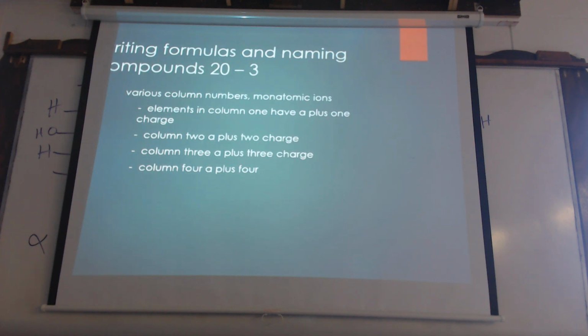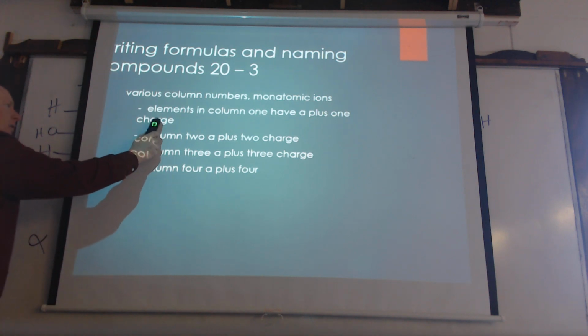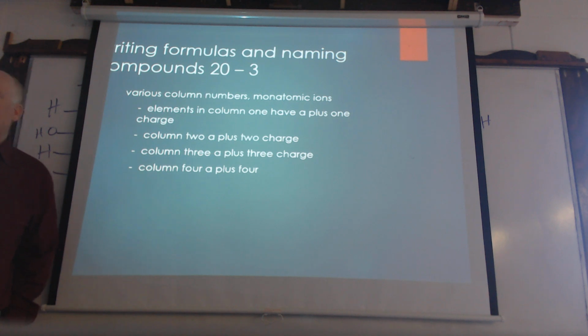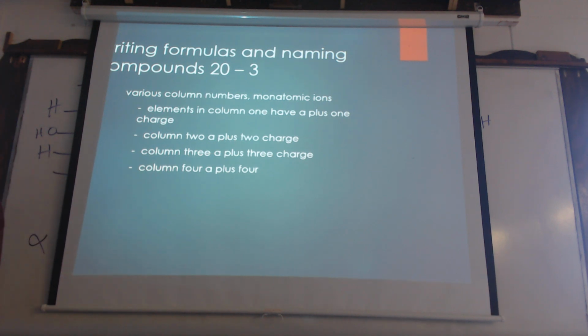Okay, so here we go. Writing formulas and naming compounds. We just established this. Elements in column 1, like potassium, have a +1 charge. Why is that? Because it's in the first column. True. So how many valence electrons is that? 1. Yeah, so that 1 electron is lost. Isn't that right? Yeah. So why is that important?